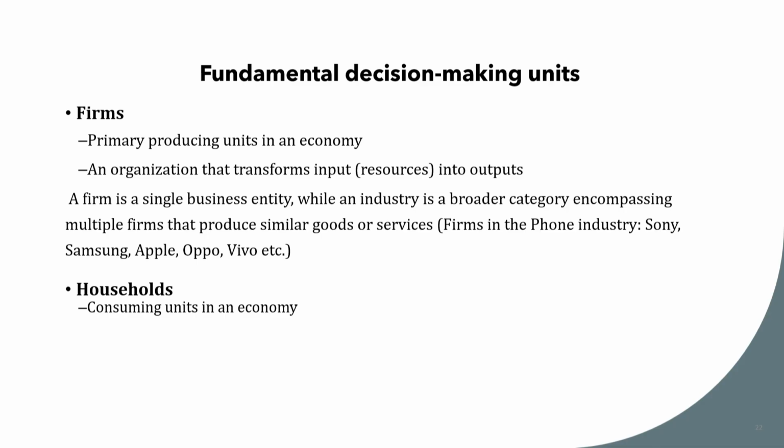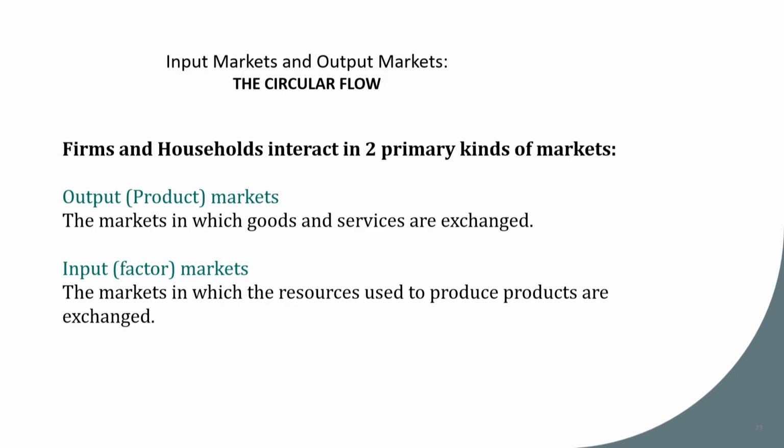For example, firms in the phone industry are Sony, Samsung, Apple, Oppo, Vivo, etc., but the industry means the phone industry. That is the distinction between firms and industry. Another important decision-making unit is the households. Households are generally considered the consuming units in an economy. To get a clear idea of how these two entities interact with each other, they do it mainly in the output market and input markets.